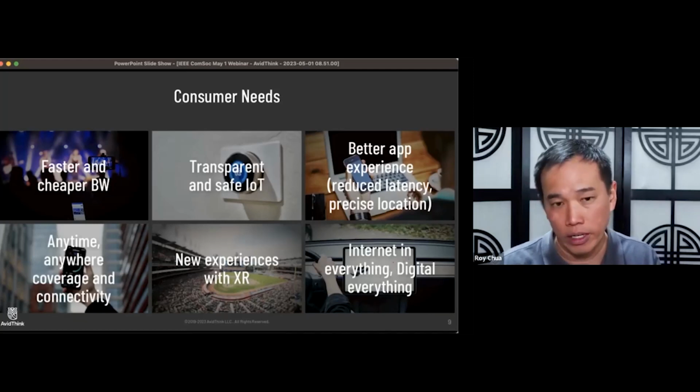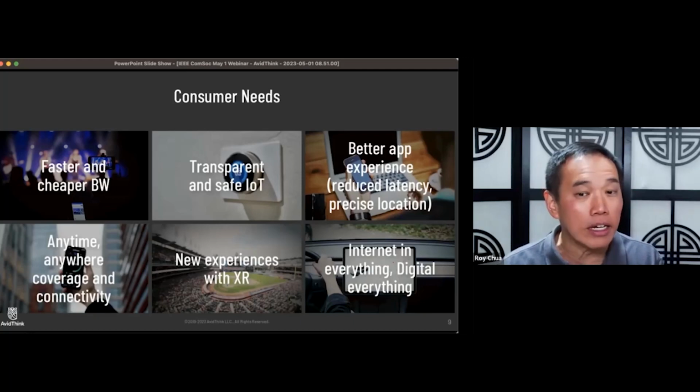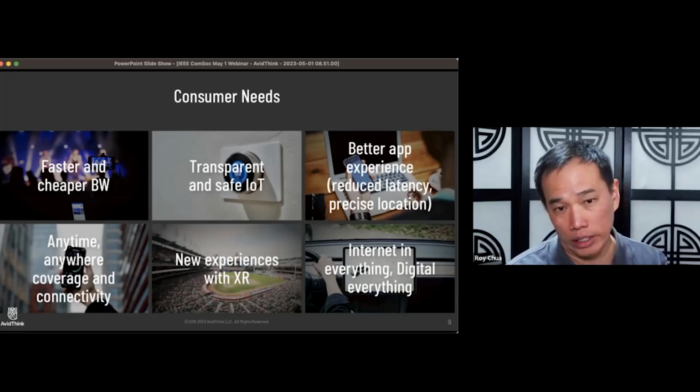I want connectivity anytime, anywhere. Don't tell me about 5G. Give me a signal, right? I don't care if it's 5G, 4G, just give me a signal. And now when you go to stadiums, people want new experiences. And they want internet everywhere, right? Digital everything. That's what networking is supposed to bring us as consumers, ideally.